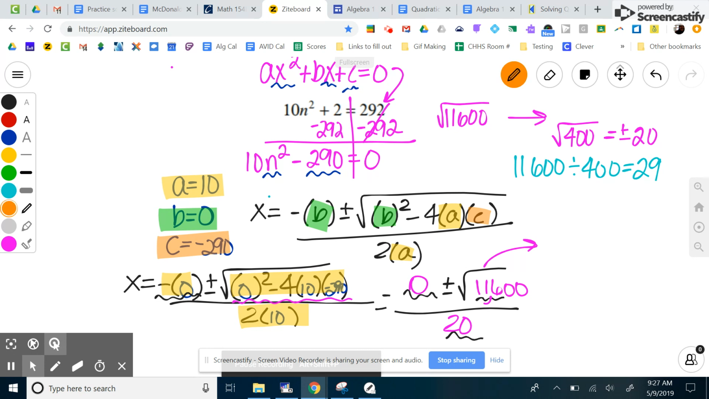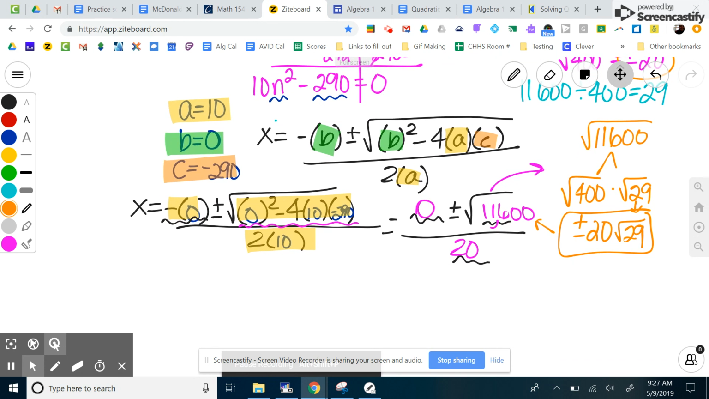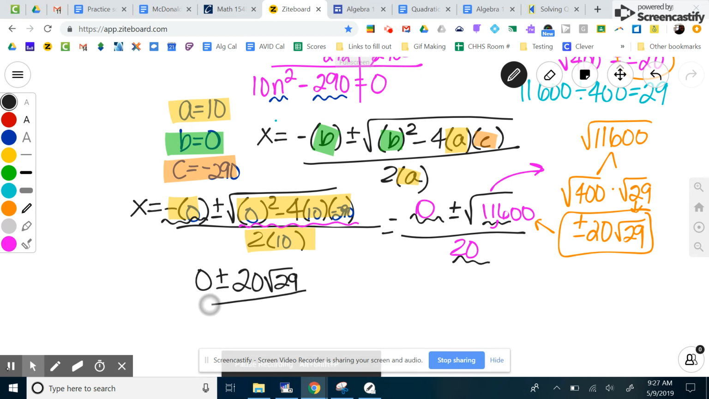So I can rewrite the square root of 11,600 as the square root of 400 times the square root of 29. The square root of 400, we said, is plus or minus 20. The square root of 29 doesn't simplify. So I'm going to pop this in right there. I still have my 0 plus or minus. Instead of the square root of 11,600, I've got 20 square root of 29, and that's over 20.